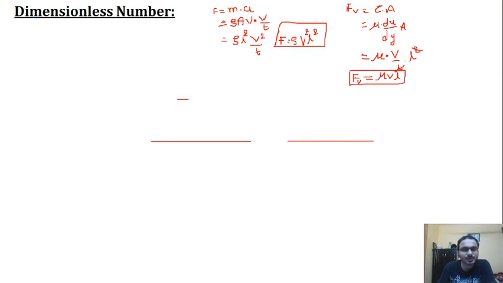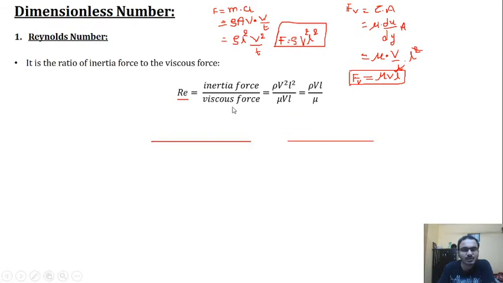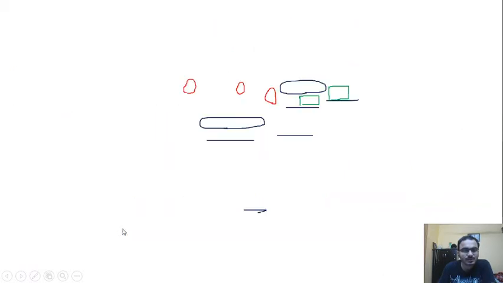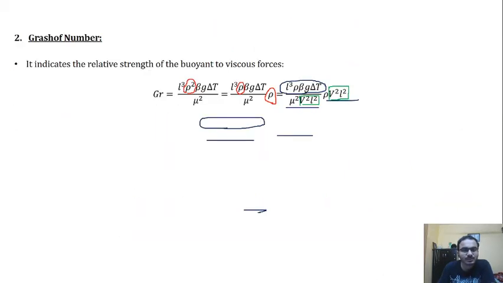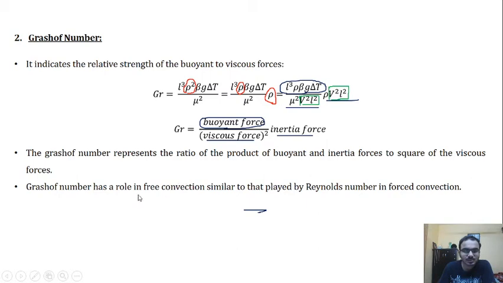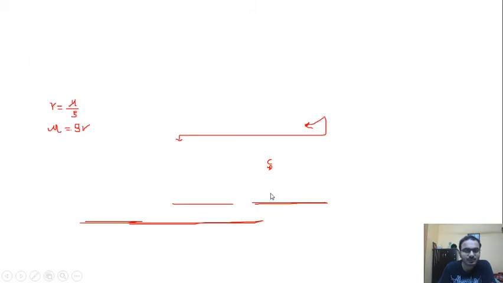This is a very important topic for heat transfer. First is Reynolds number. It is the ratio of inertia to viscous force, and this is its physical significance. Second is Grashof number. It indicates the relative strength of buoyant force to viscous forces. So Grashof number is nothing but the multiplication of buoyant force and inertia force divided by the square of viscous force. Grashof number has a role in free convection similar to that played by Reynolds number in forced convection.